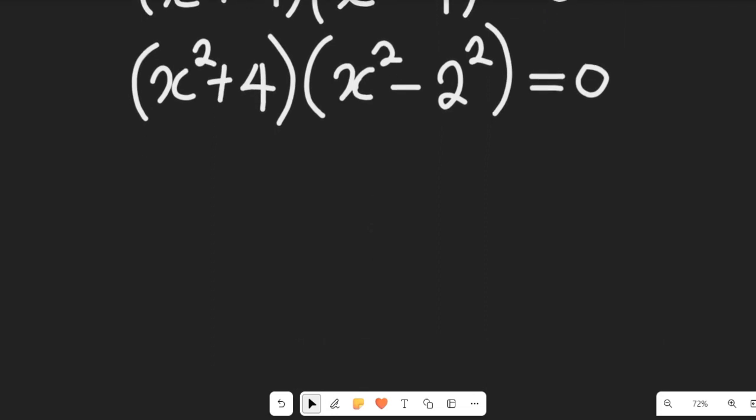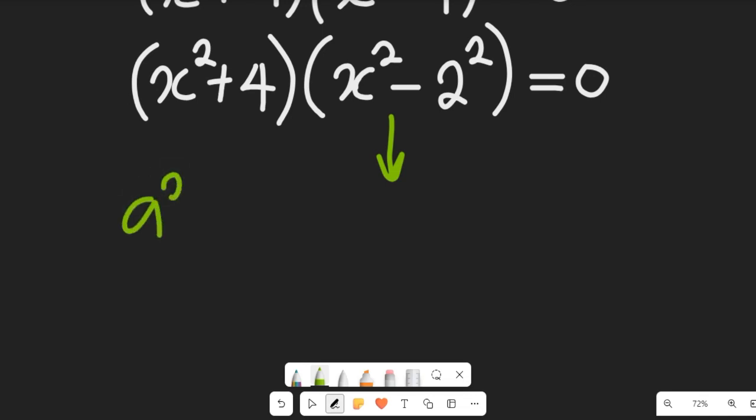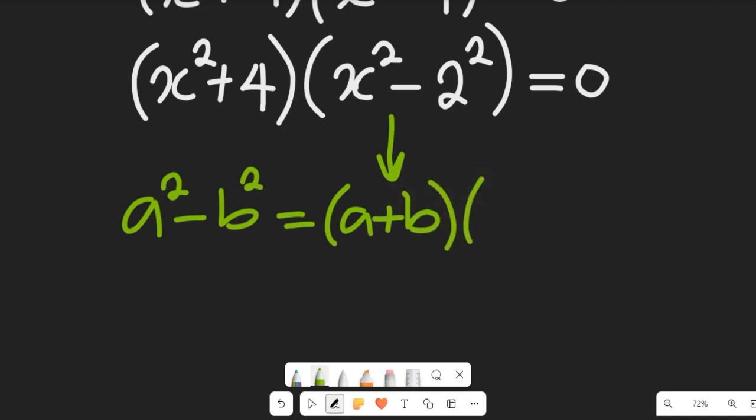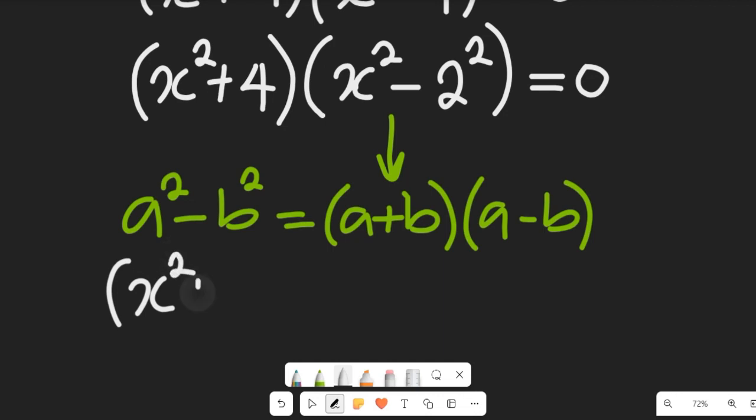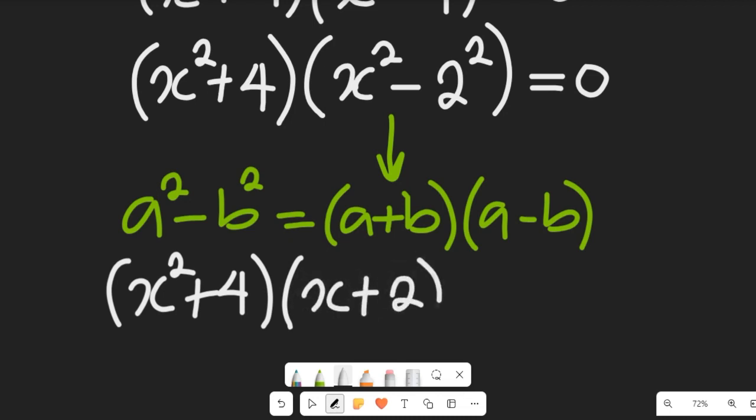Now let's bring out this expression, and comparing it to a difference of two squares, you still remember a squared minus b squared equal to a plus b multiplied by a minus b. Then this is going to give us x squared plus 4, we won't touch this one, and then this other one will give us x plus 2, and then we'll have x minus 2, and this will be equal to 0.